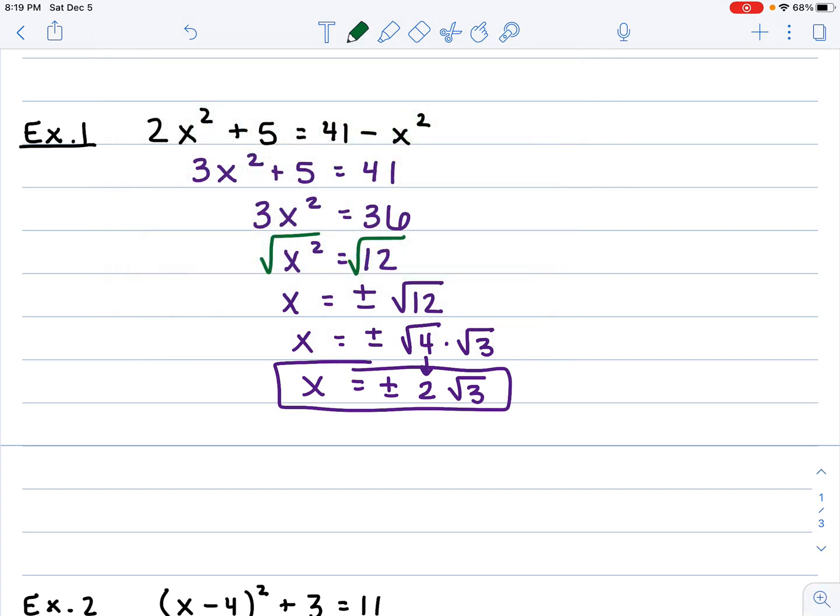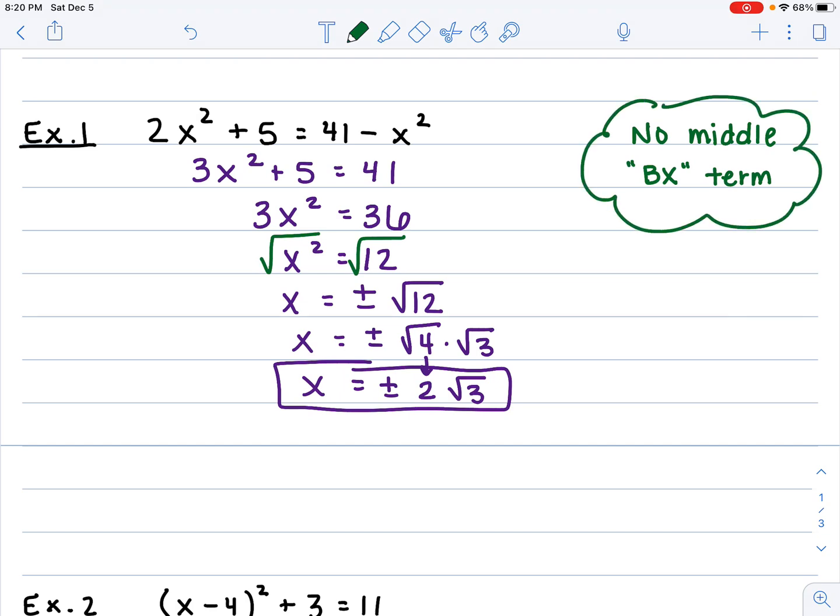So we will do this method when there's no middle term. In our quadratics, usually we have three terms: the x squared term, the b term, and your constant term. Here we only had things with x squared and those constant terms. So when you see no middle term, no variables, just an x squared, we do this method here.